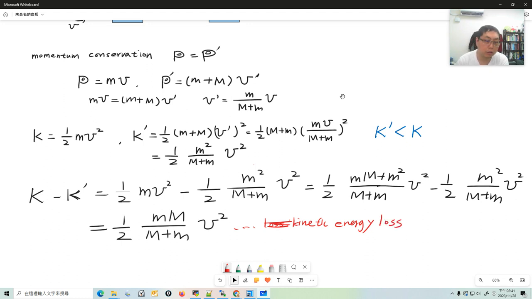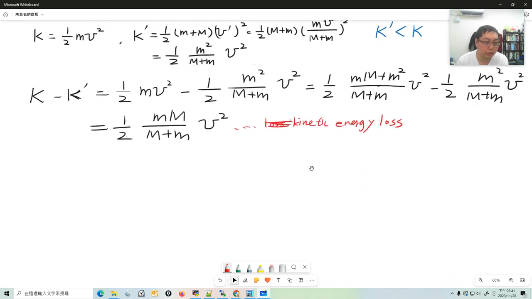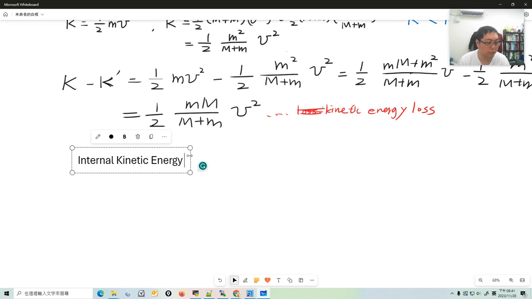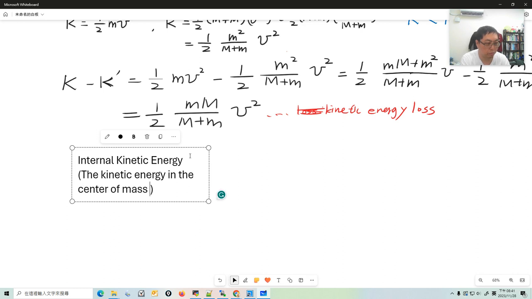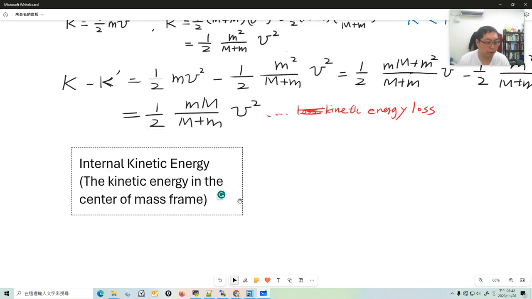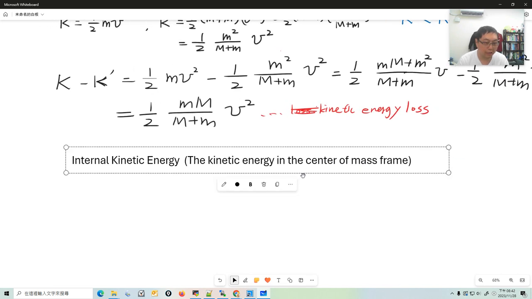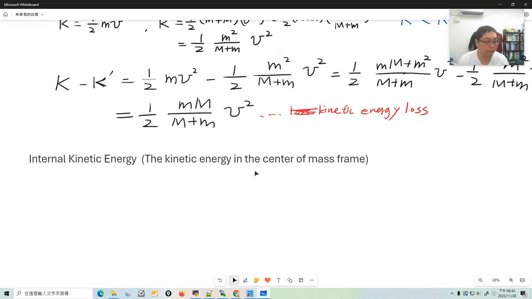Now we will introduce a term called internal kinetic energy. What is the internal kinetic energy? You can think of it as just the kinetic energy in the center of mass frame. Here we have a new term: the center of mass frame.